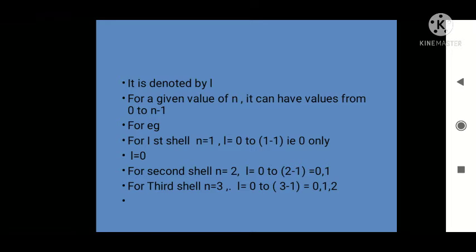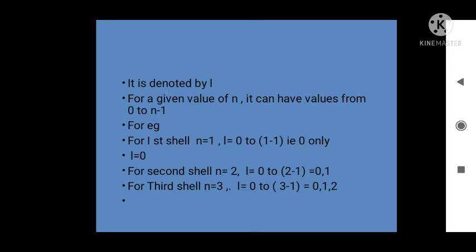Then for the second shell, that is n is equal to 2, which represents L shell, L can have values from 0 to n minus 1. That means 0 to 2 minus 1. 2 minus 1 is 1. So L can have values 0 and 1. So for the second shell, L can have two values, that is 0 and 1.